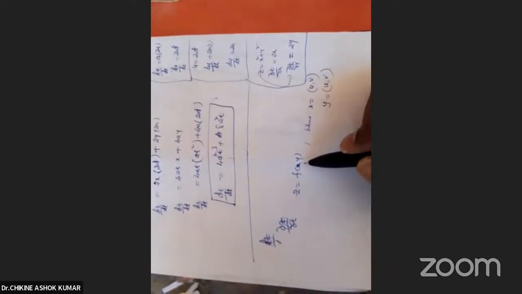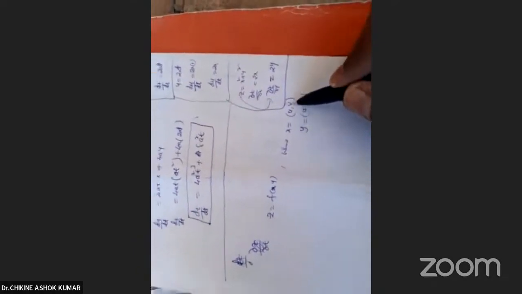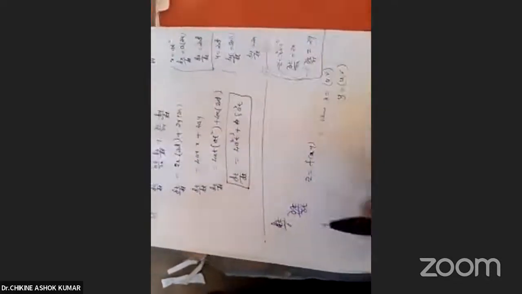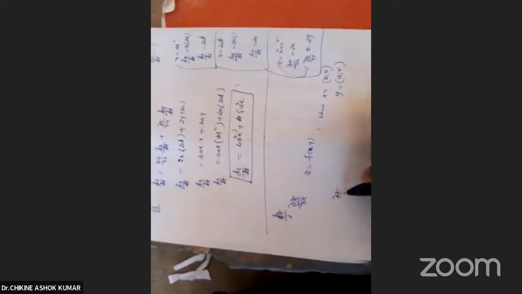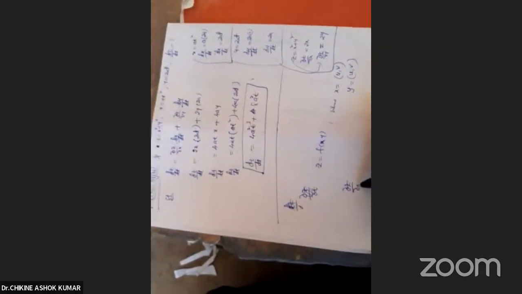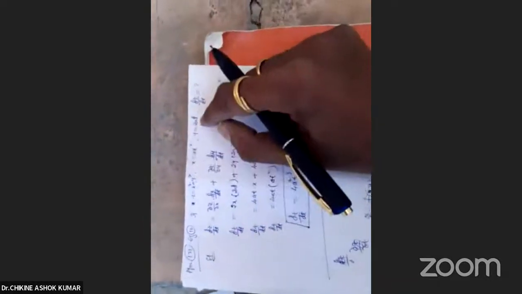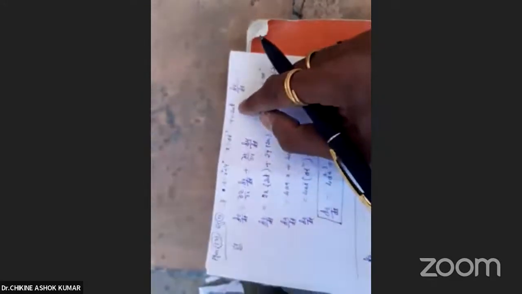Here z is a function of two independent variables, and x and y are also functions of more than one independent variable. Here also I'm taking two independent variables u and v. So for these kinds of model questions, I will write dou z by dou u separately, dou z by dou v separately. Earlier, x and y were functions of only one independent variable t.